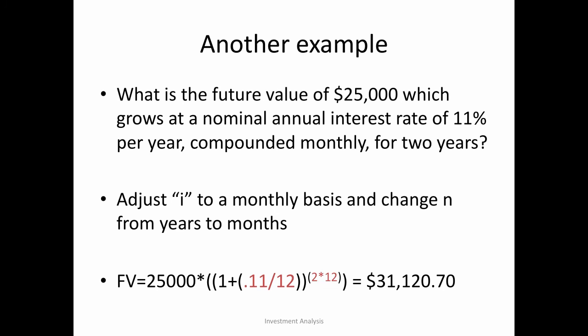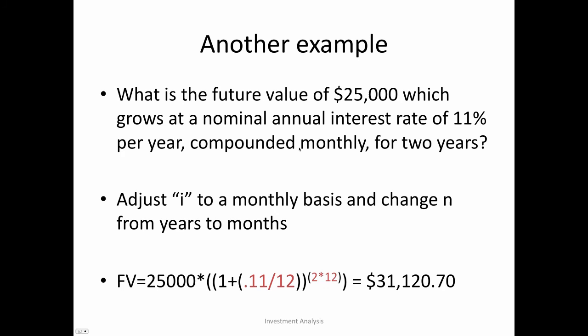So now my interest rate is measured on a monthly basis, and the number of time periods that it's being compounded over is not 2 years, but rather 2 times 12, to reflect the fact that there are going to be 24 months during this 2-year time period. And when I calculate what the future value is, it's $31,120.70.